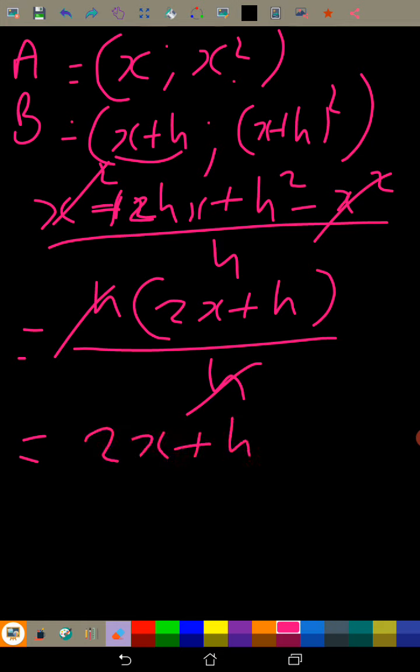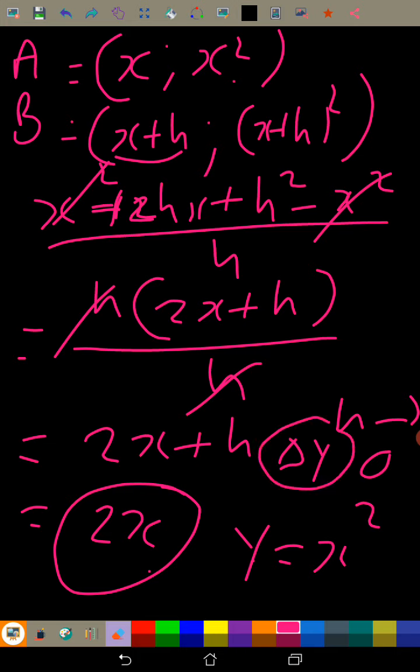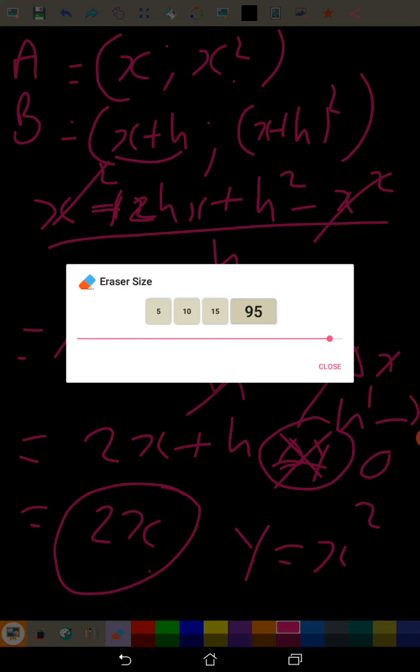So if h is small, tending to 0, the gradient is 2x. So the gradient at any point on y equals x squared is going to be 2x if delta x is small. This is h in this case. So this is the conclusion we came to.